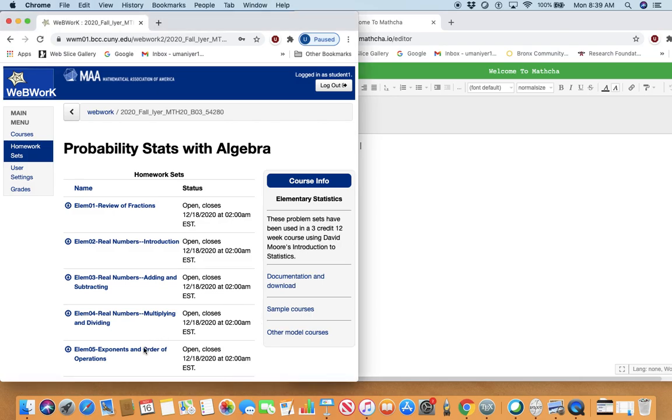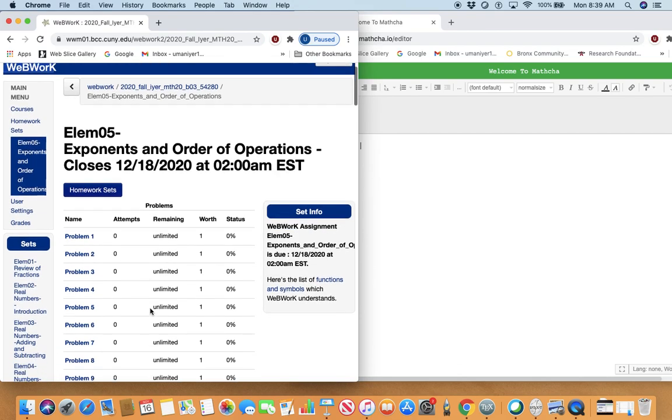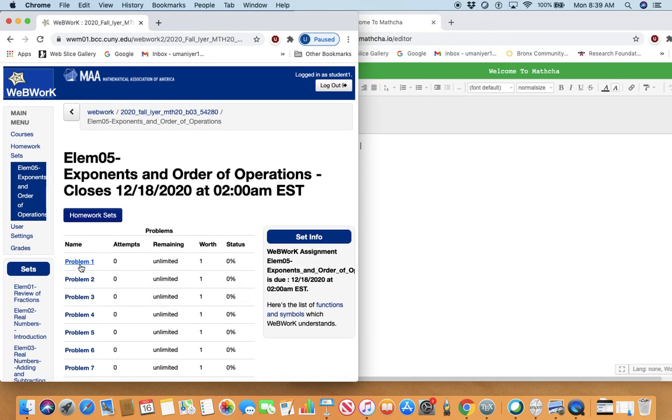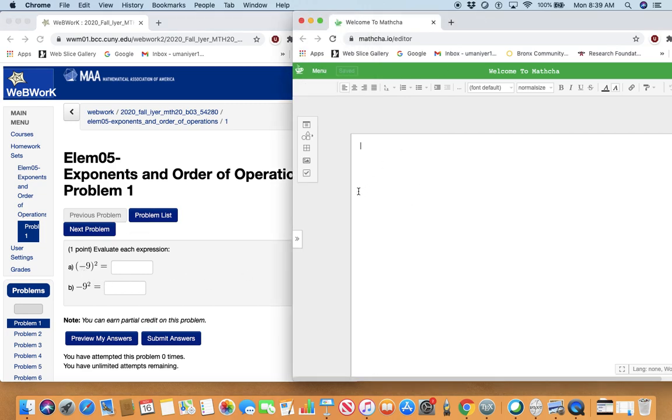Now we start elementary O5, exponents and order of operations. There are 10 questions here. Let's go. Question 1. Negative 9 power 2.